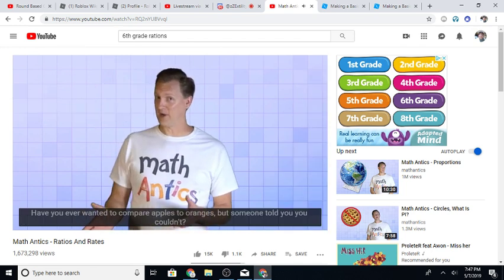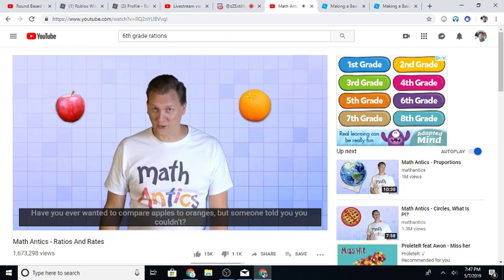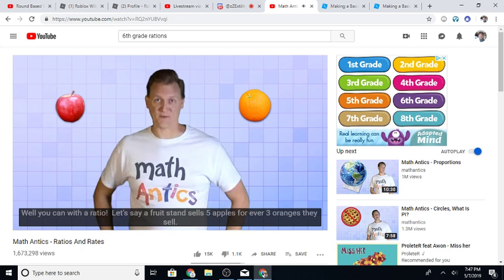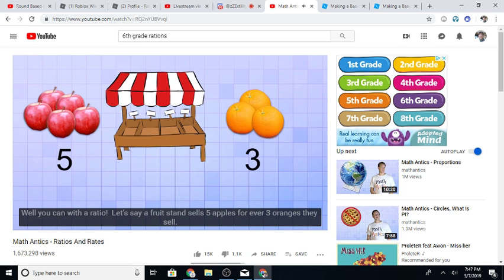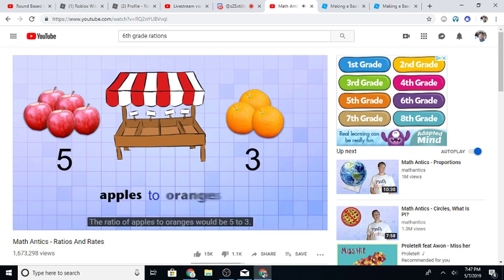Have you ever wanted to compare apples to oranges, but someone told you you couldn't? Well, you can with a ratio. Now let's say a fruit stand sells 5 apples for every 3 oranges they sell. The ratio of apples to oranges would be 5 to 3.